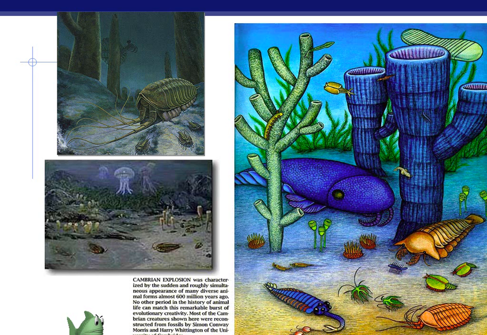And let's take a look at some cool pictures showing you some of the artists' renditions of some of the early life based on fossil evidence. Some not so far-fetched from what we see today.